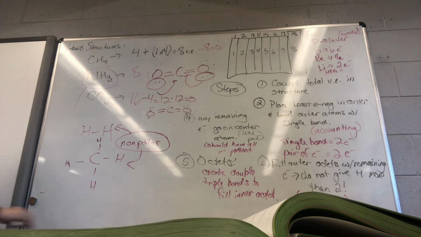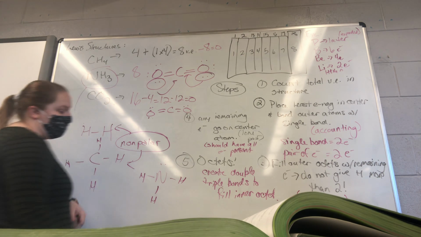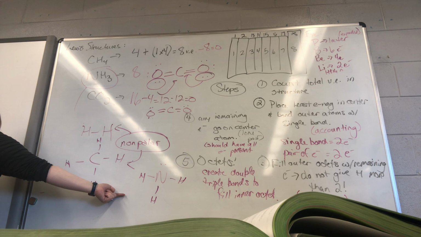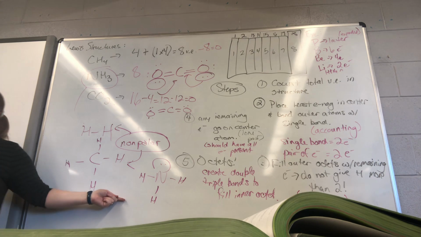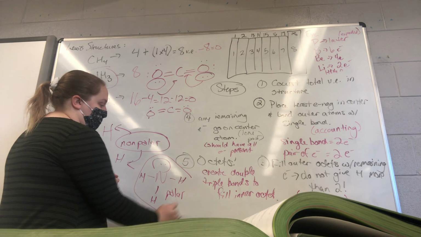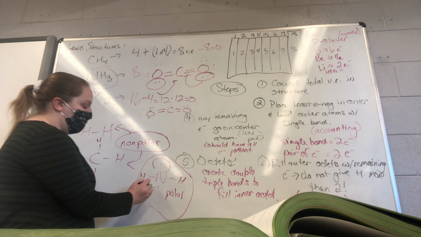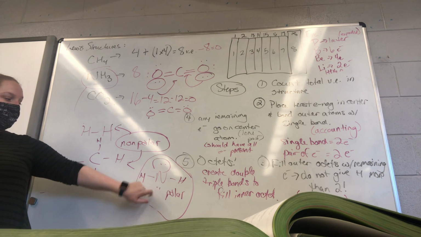Now let's look at this one. Is that a symmetrical structure? No, it is not. The lone pair makes it unbalanced. So this is a polar structure. So then on this one, would that be non-polar? If there's a lone pair on the center atom, or two lone pairs on the center atom, it basically means it's an uneven structure. So the question would be, if I had this, is this still a polar structure?